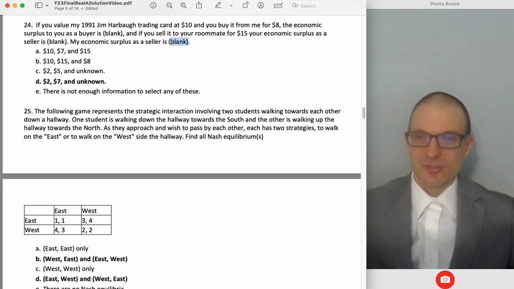Well, we don't know what my surplus is because I didn't say anything about my costs. We do know your valuation was 10, your price was 8, so you're going to get 2. So now we know we're looking at C and D. And then lastly, what's going to be your economic surplus? Well, you paid 8, so then that's going to be your costs. You sold it to your roommate for 15, so then your profits, basically, your markup, it's going to be 7. Right? So the answer is D.